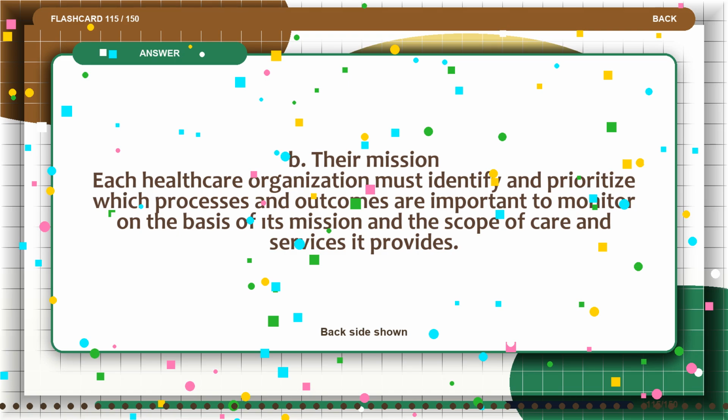The answer is B. Their mission. Each healthcare organization must identify and prioritize which processes and outcomes are important to monitor on the basis of its mission and the scope of care and services it provides.